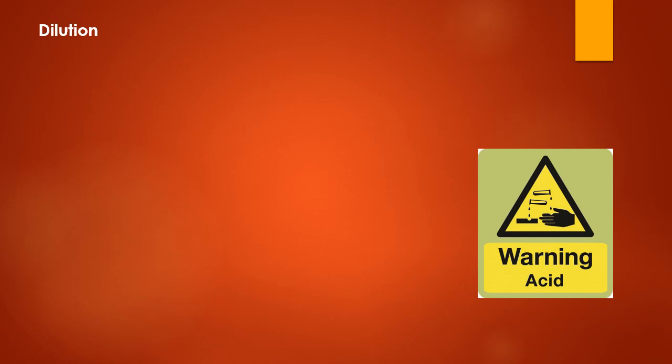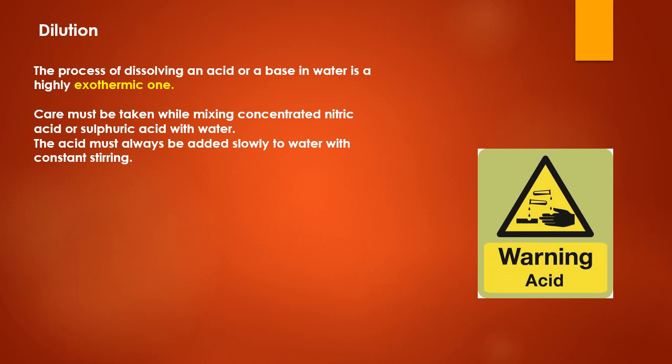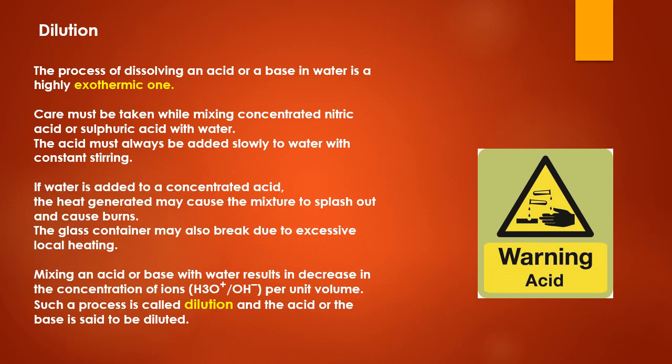Dilution. Dilution means mixing water in acid or base. But how to mix? We are not supposed to pour water into acid or base. What we are supposed to do is mix acid into water slowly and with constant stirring. Why? Because this process is very much exothermic. When we mix acid or base into water, heat is produced, and that heat can cause the mixture to splash out, and it can cause burns also.